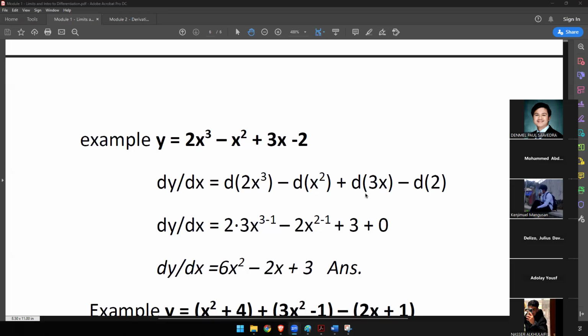For the third one, the derivative of 3x is just simply 3. Okay, so copy as it is. Derivative of any constant is 0. Okay, so plus 0. And then as your final answer, it's dy over dx is equal to 6x squared minus 2x plus 3. Okay, so were you guys able to get this one?